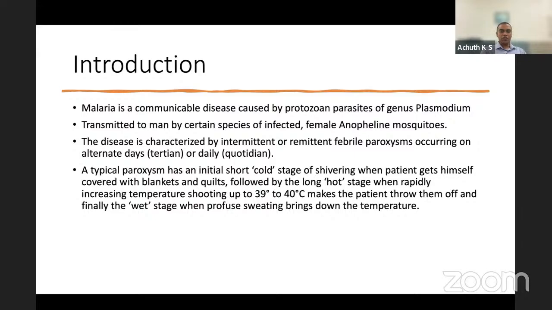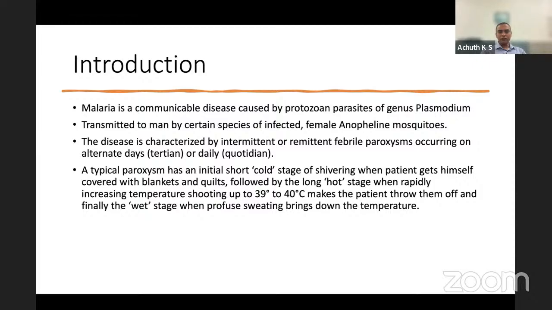Female Anopheles mosquito, which is infected with malaria's protozoas, only transmits malaria to human beings, whereas male Anopheles mosquitoes feed on plant juices. So it is only the female Anopheles mosquito which bites and drinks blood. The disease is characterized by remittent and intermittent febrile paroxysms, that is fever episodes occurring on alternate days or daily.